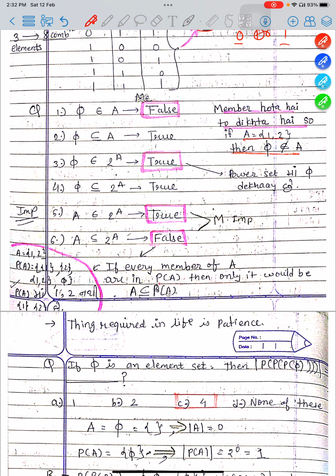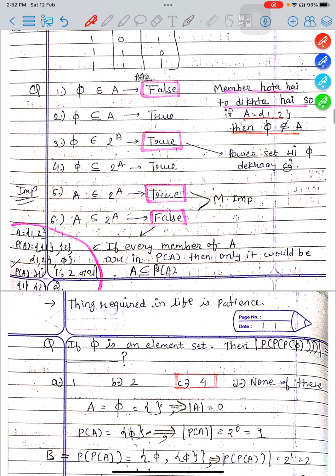So there are some true or false examples. Phi belongs to A. Is it true? See, I have written something. You must be thinking this is true, right? But this is false. It is a very important thing.